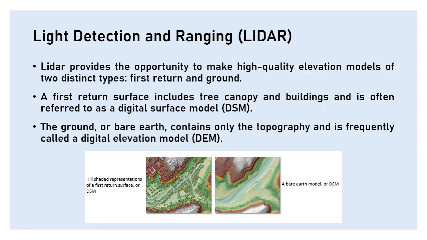So essentially LIDAR will provide the opportunity to make high quality elevation models of two distinct types: first return and ground. A first return surface includes tree canopy and buildings and is often referred to as the digital surface model that we discussed. That is the first information that you're getting. It will include all the trees, buildings, anything, it will account for that. So you basically get a digital surface model.